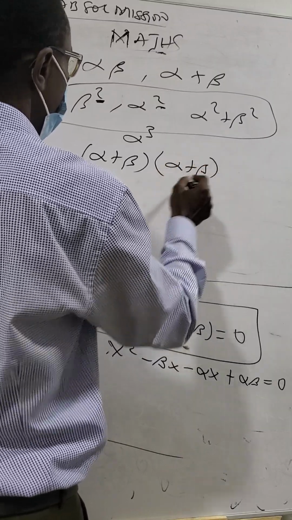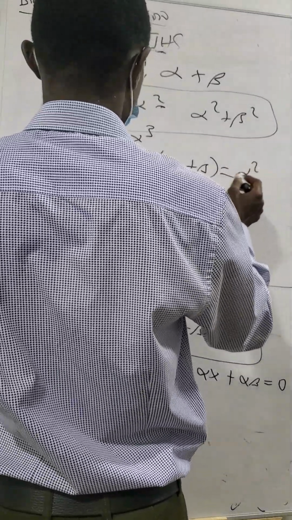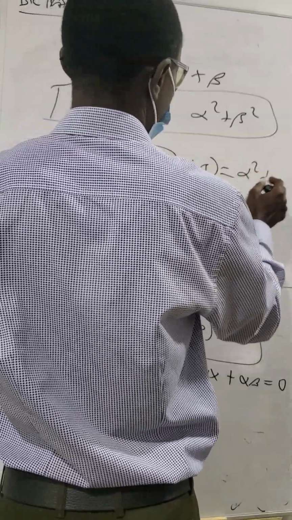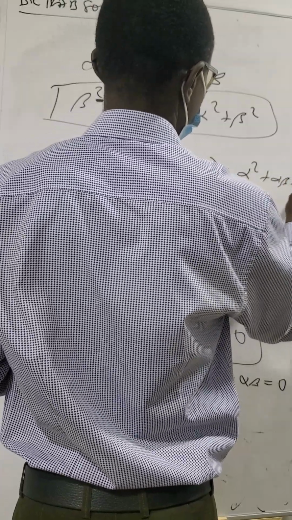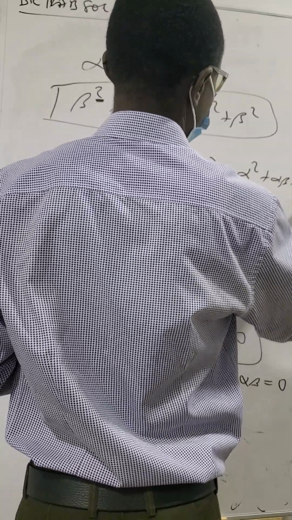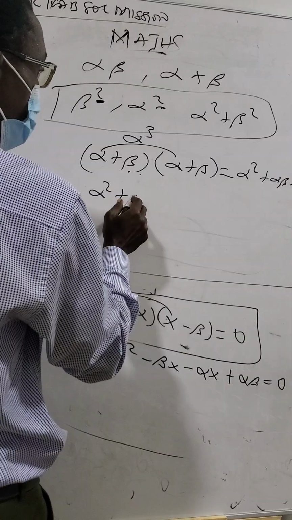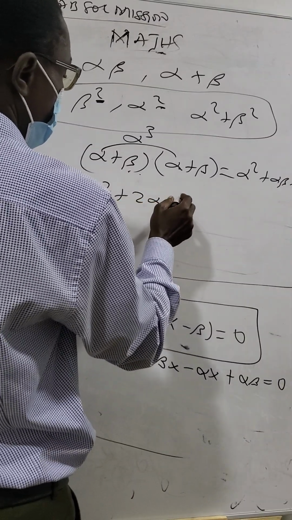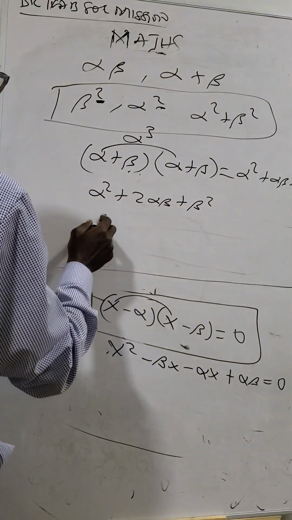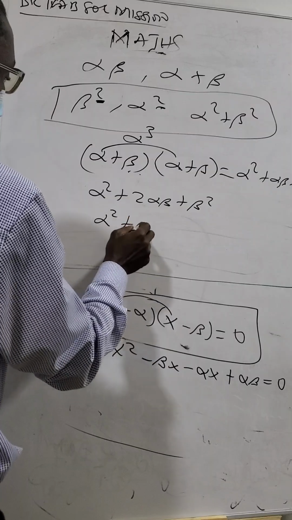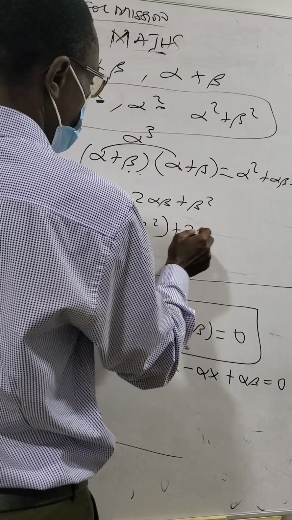Alpha plus beta, all squared. If I expand this, it will become equal to alpha squared, multiplying that by plus alpha beta. This will become plus alpha beta, and this will become plus beta squared. So I have an expression like this: alpha squared plus 2 alpha beta plus beta squared. This can be rewritten as alpha squared plus beta squared plus 2 alpha beta.